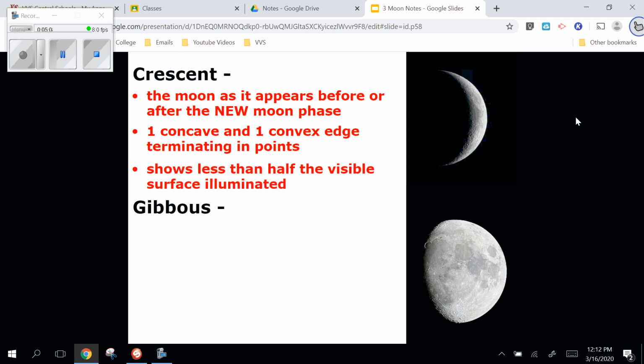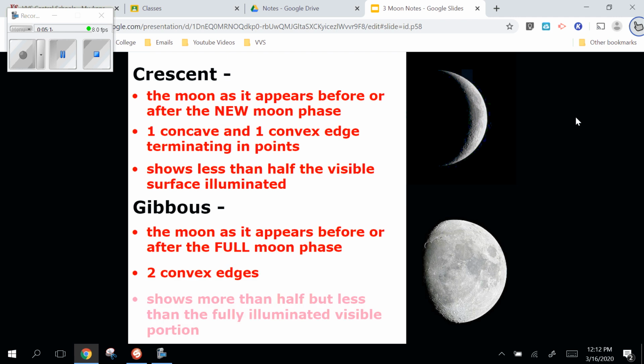Less than half of the illuminated portion that we see looks like a little fingernail. And the gibbous is more than half of the illuminated portion that we see. We don't see the full moon, but we don't see a quarter moon either. The crescent is less than a quarter moon, and the gibbous is more than a quarter moon.